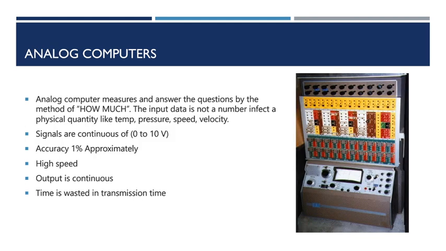Analog computer. What is an analog computer? An analog computer measures and answers the questions by the method of how much. The input data is not a number, in fact a physical quantity like temperature, pressure, speed or velocity. So you always get an answer for the question how much in an analog computer. You can see a picture of an analog computer on this side. So in this analog computer, you always have signals that are continuous, that is 0 to 10, and accuracy is approximately 1%.